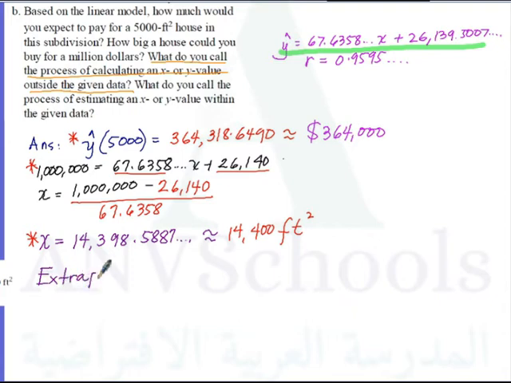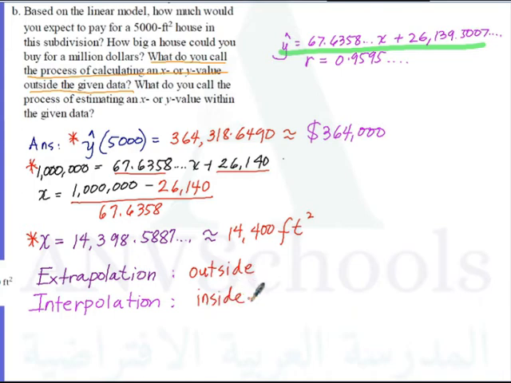Now when the x value or the y value that we are about to get is within the given data, then we are going to use interpolation. Okay, so this is outside the data, and this is inside the given data.